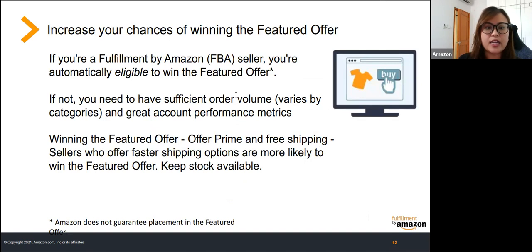Next, you can see that by using Fulfillment by Amazon, you have an increased chance to win a featured offer. So with the featured offer, it appears on your page itself. And a common question that we get is, how do we increase the chances? To increase your chances of getting the featured offer, the criteria are sufficient order volume.